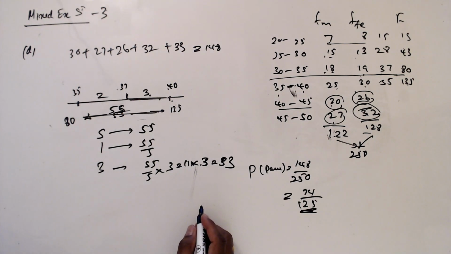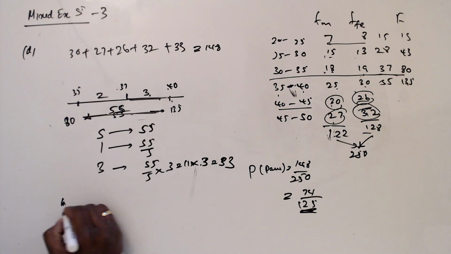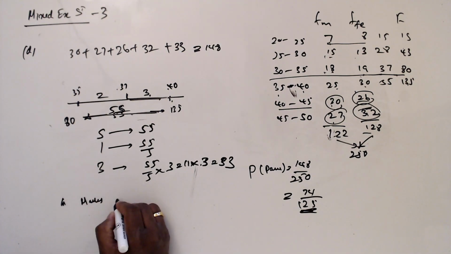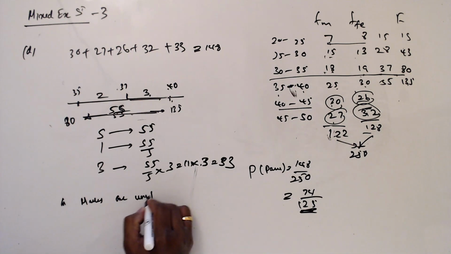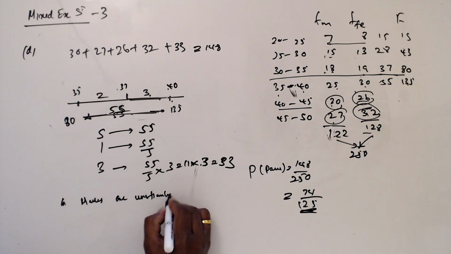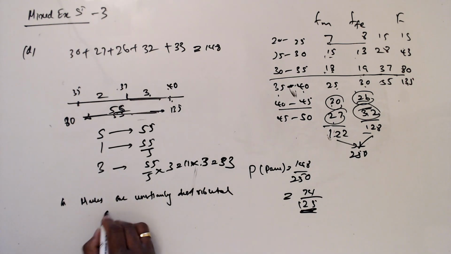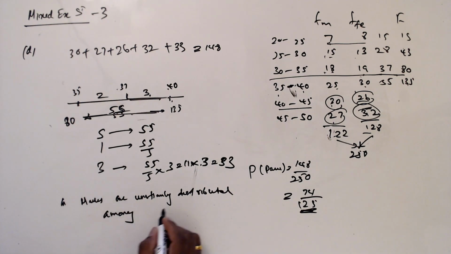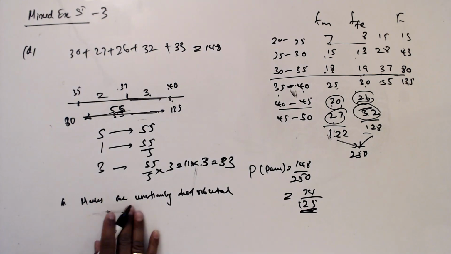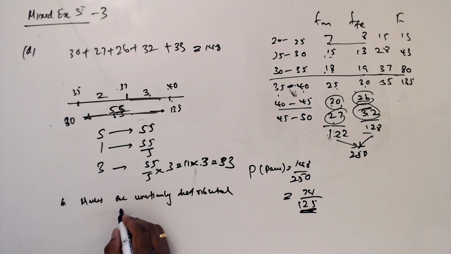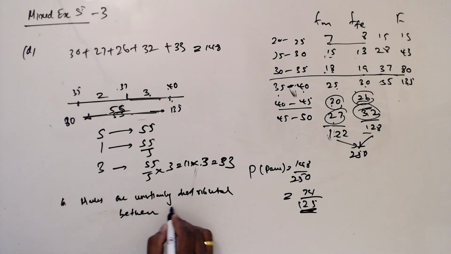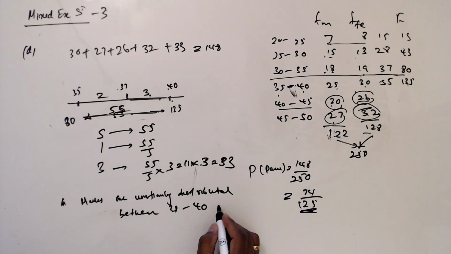The assumption you made in this, in between this 35 to 40, is that the marks are uniformly distributed between 35 to 40.